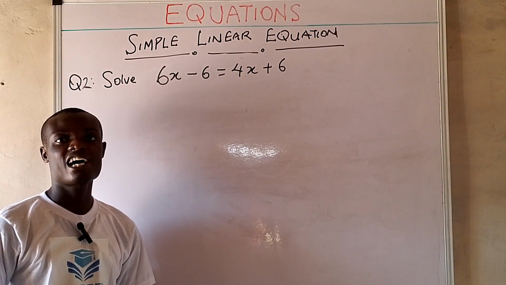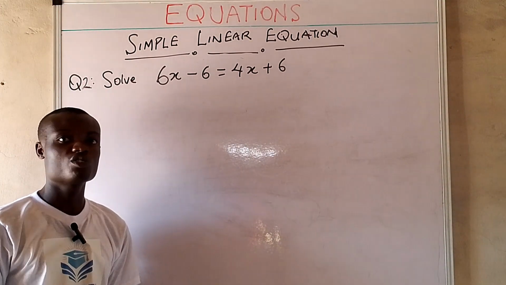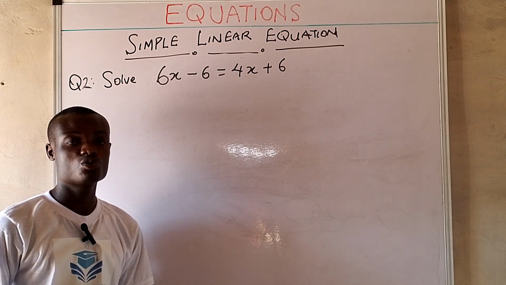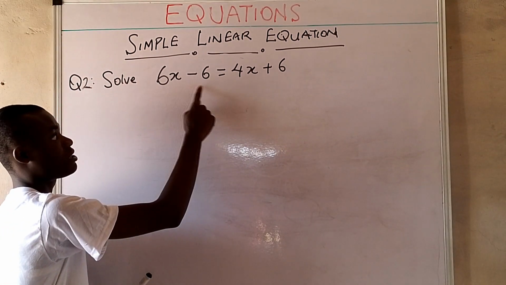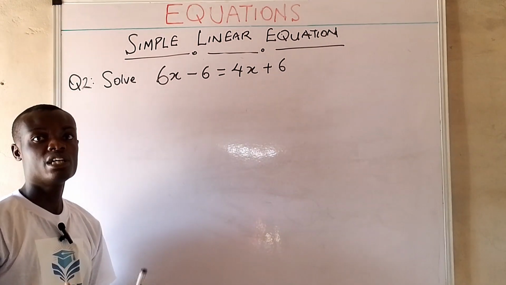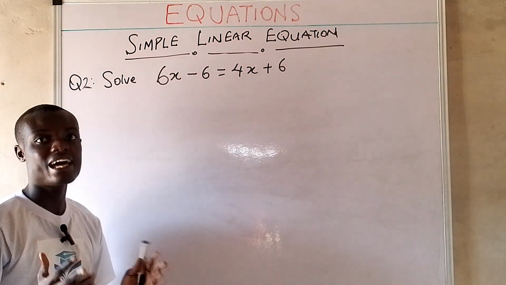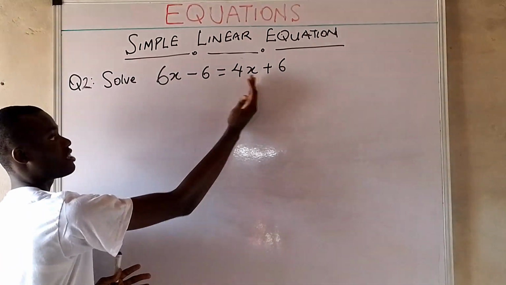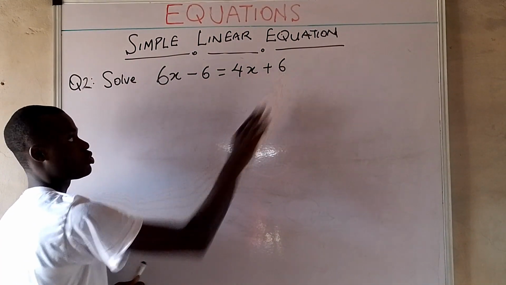So welcome back. I hope you attempted that question. So let's look at the solution to this question. So we have 6x minus 6 is equal to 4x plus 6. Remember, in solving a simple linear equation, the first thing is to collect like terms. So I can take the one with x to this side and the ones without x to the other side.